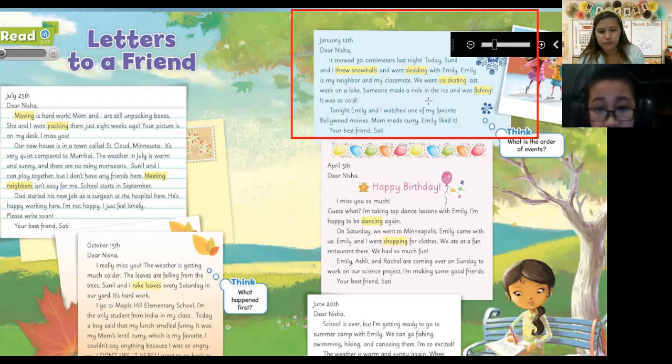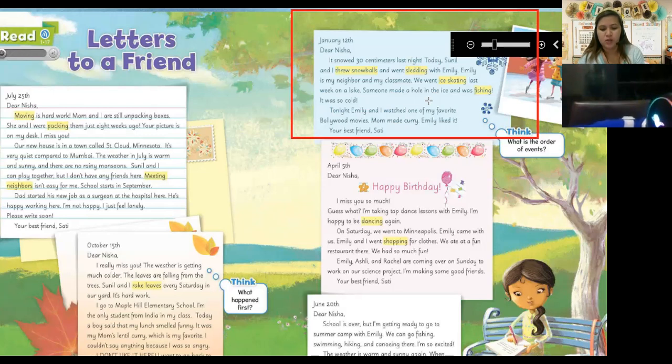First, Sunil and she went sledding with Emily. Very good. Then, next, then, yes, they went ice skating. And then Emily and she watched one of her favorite Bollywood movies. Her mom made curry. Emily liked it.